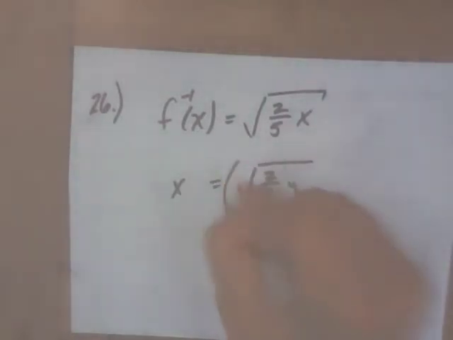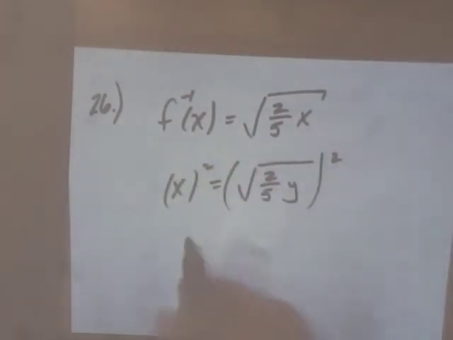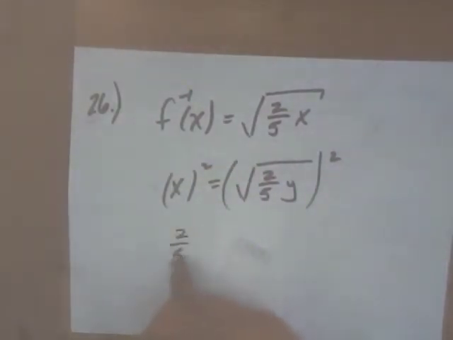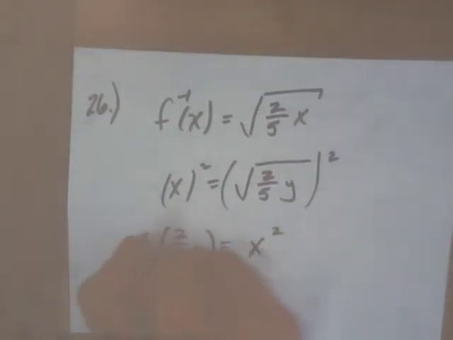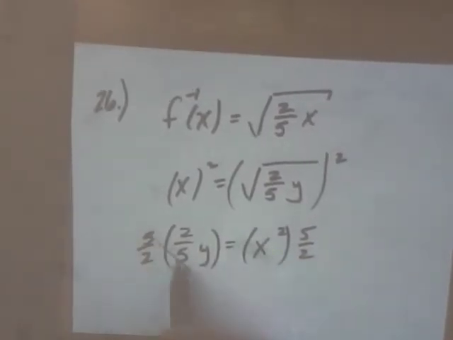Square both sides. And I'm going to go ahead and switch the sides. So I have 2/5 y is equal to x squared. And then multiply both sides by 5/2. So f of x then would be equal to 5/2 x squared.